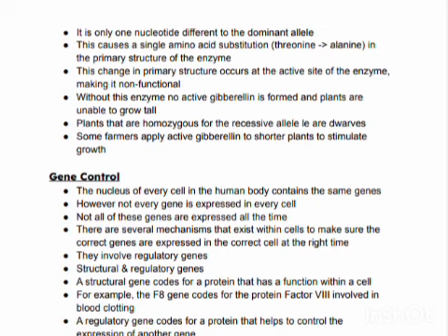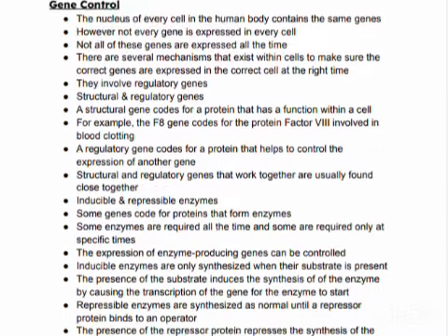So plants that are homozygous for the recessive allele, le, are dwarfs. Basically, farmers would have to apply active gibberellin to shorter plants to stimulate growth.